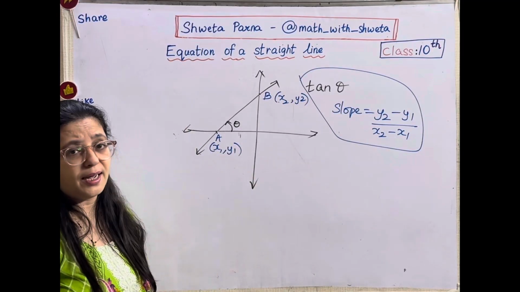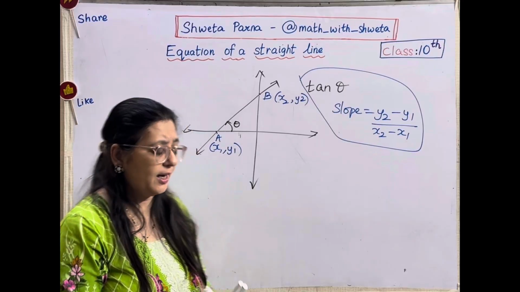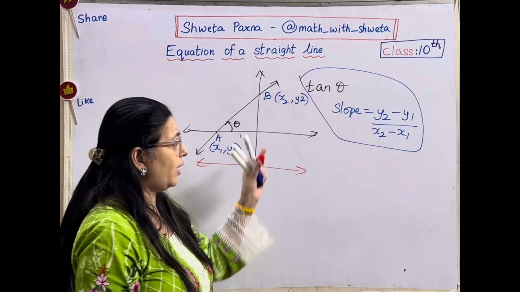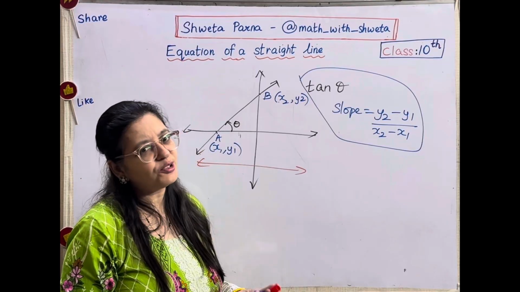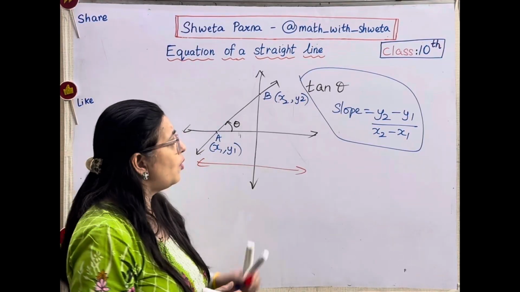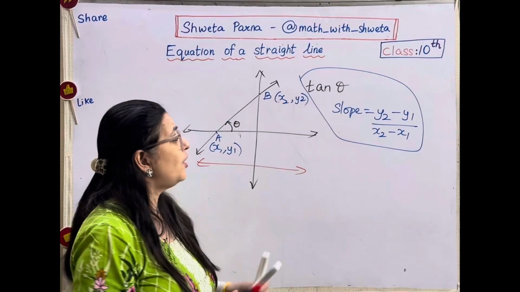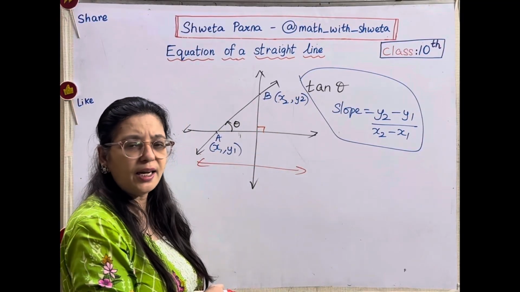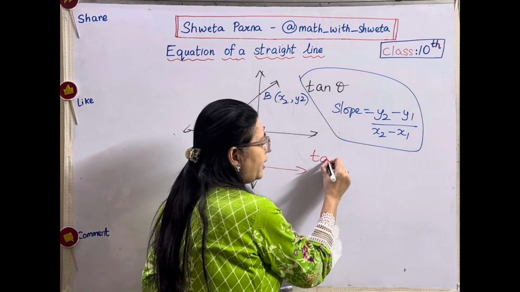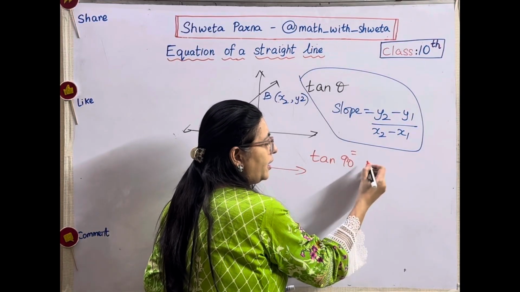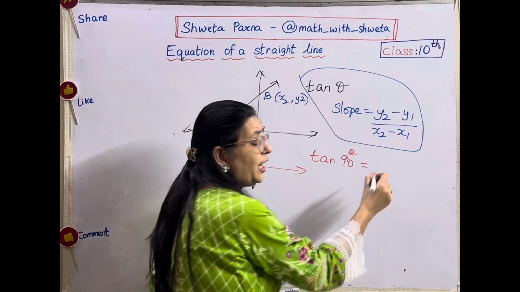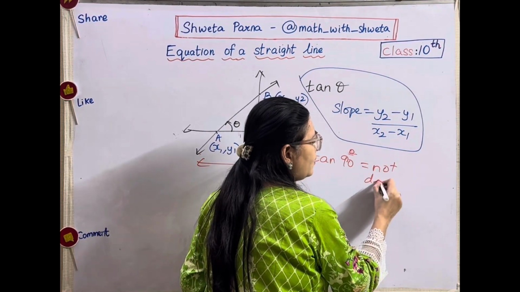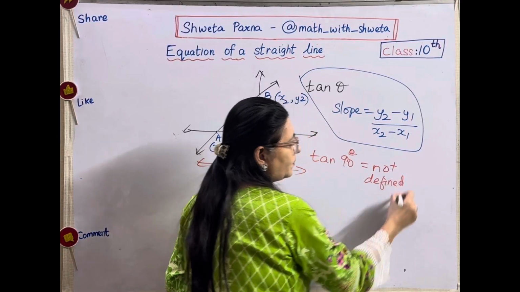What would be the slope of a line parallel to x-axis? The angle of inclination is 0. So the slope is also 0. What would be the slope of y-axis? Now y-axis means it is 90 degree. Right? So what is tan 90 degree? Tan 90 degree is not defined. So the slope is not defined.